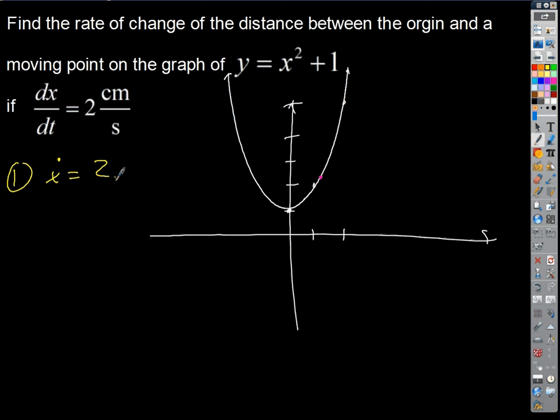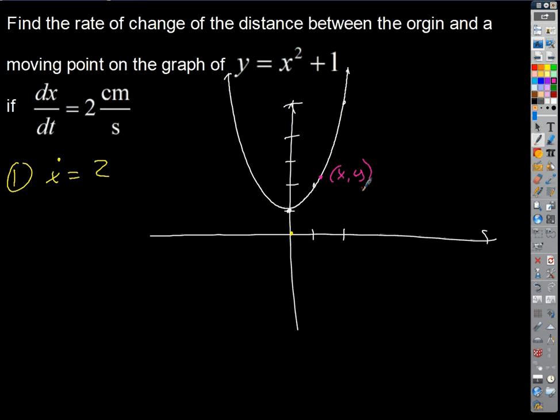We need to maybe change our picture just a little bit. Here's the origin, and here's a point with coordinates. What are the coordinates of the point? Well, we don't know for sure, but what variables could we introduce? X and Y, there we go.